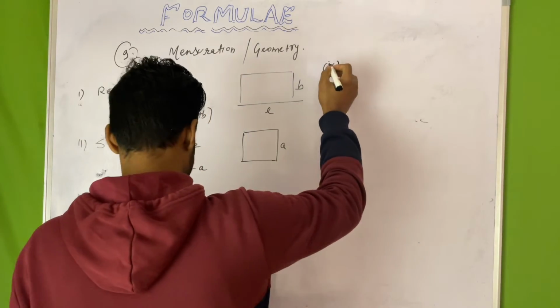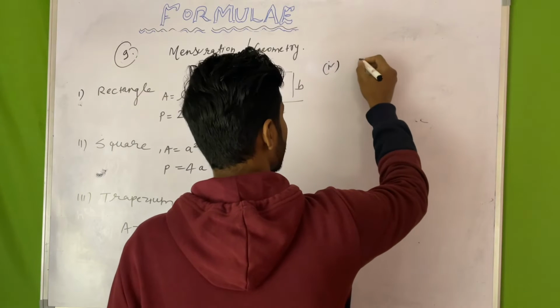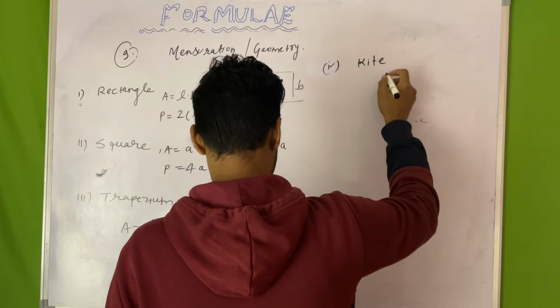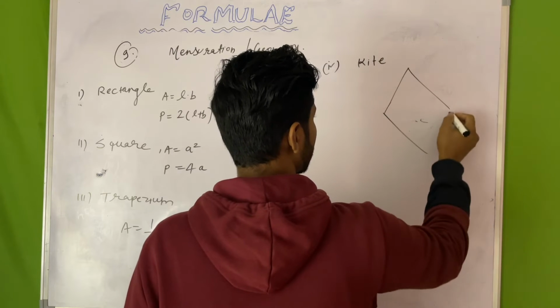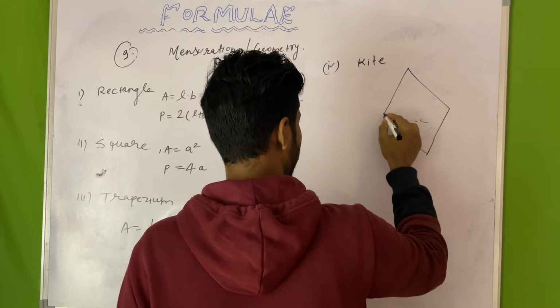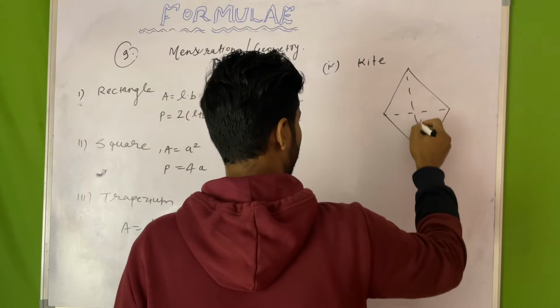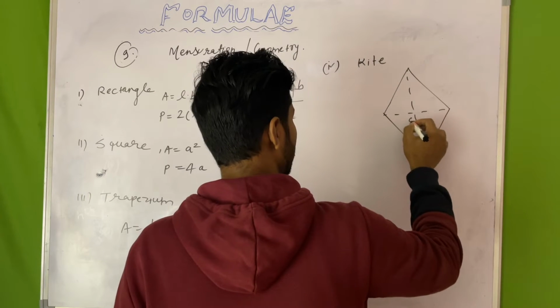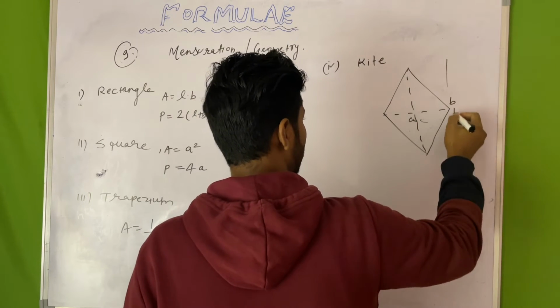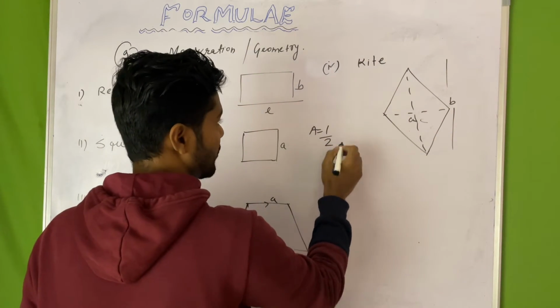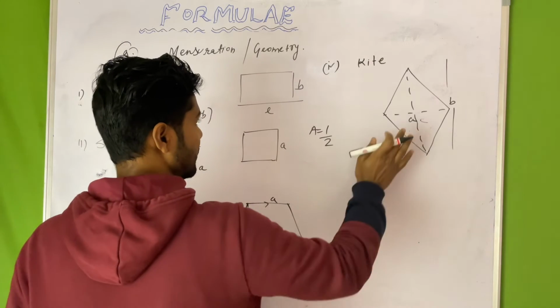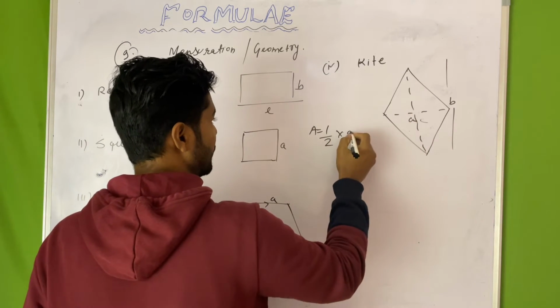Fourth is our kite. This is kite. This is A and this is B. So area of kite is half into product of its diagonals. So the diagonals here are A and B. So half into A into B.